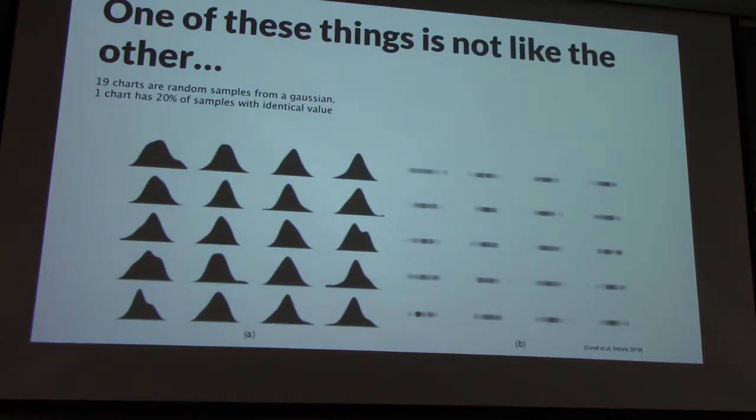So here's a little quiz. This protocol is called the lineup protocol, where we try to see whether people, like subjects in an experiment, can tell one apart from the other. So here are 19 charts, 19 KDEs and 19 dot plots, that are drawn randomly from a normal, from a Gaussian. And one of those charts has 20% of samples with one identical value. So kind of like a very obvious outlier. Which one is the outlier?